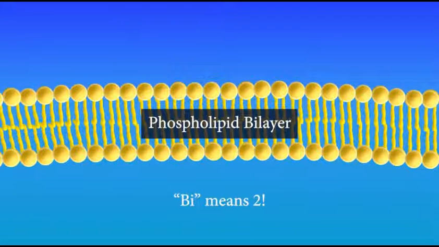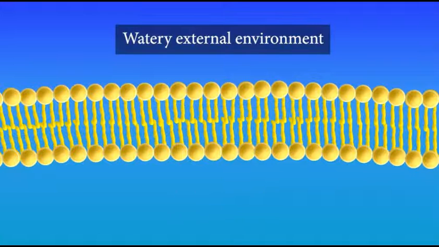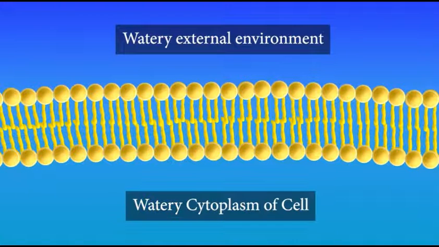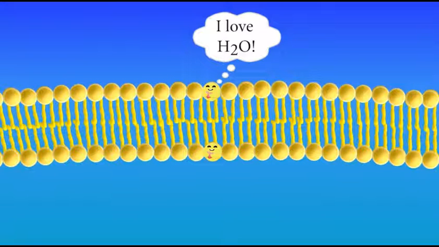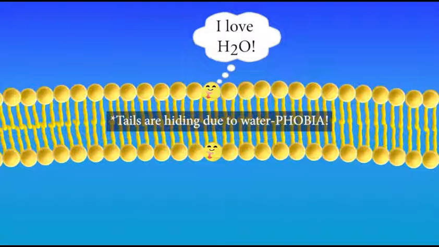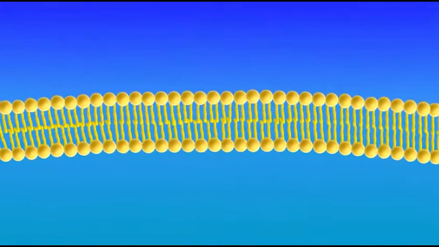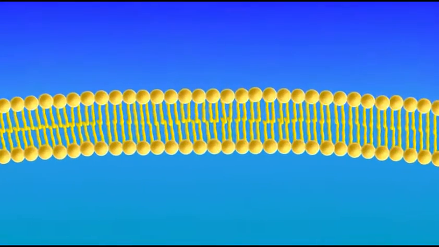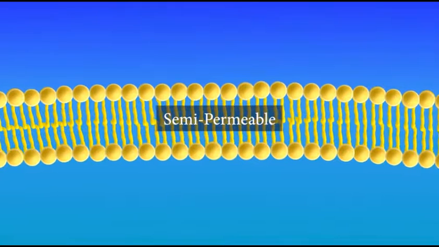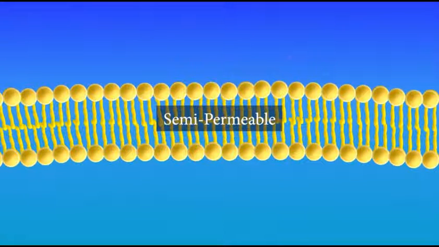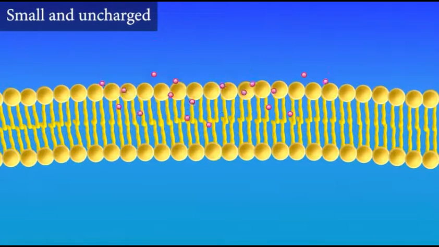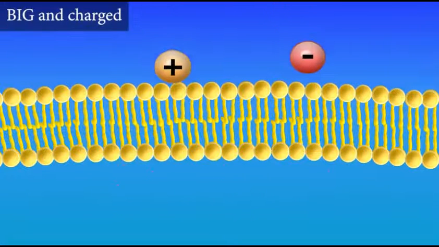Because of these properties, phospholipids form two layers known as a phospholipid bilayer, with the hydrophobic tails facing each other and the hydrophilic heads facing the watery external environment and the watery cytoplasm inside of the cell. So the water lovers get to be next to water, and the water fearers can hide away from it. A perfect arrangement. The phospholipid bilayer is the main component of the membrane, and it is largely responsible for making the membrane semi-permeable. Basically, the smaller and less charged something is, the easier it is to pass through the phospholipid bilayer. Bigger, more charged things have a harder time.